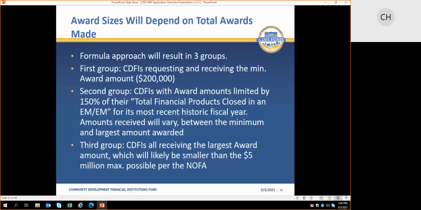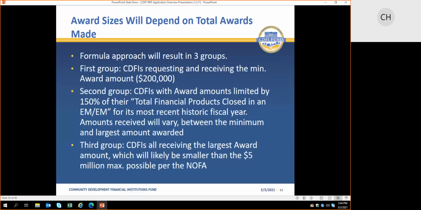So in thinking through what this is going to look like, the biggest factor in determining what the award sizes will be will depend on the total awards made, which depends on our total applicants. The formula approach will result essentially in 3 groups. The first group would be CDFIs that request or receive that minimum award amount of just $200,000. Again, that is an option for any CDFI who wishes to just request the minimum, and that would not have a corresponding lending-based PG&M, or that would be smaller groups limited to requesting that minimum amount.